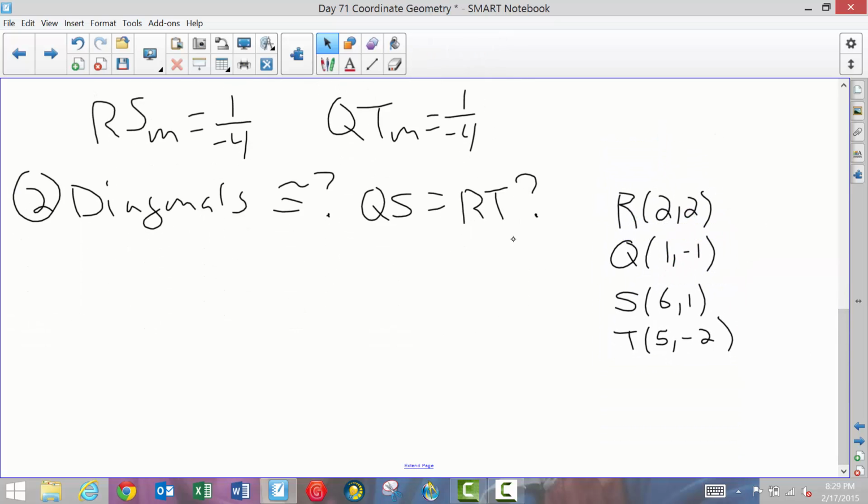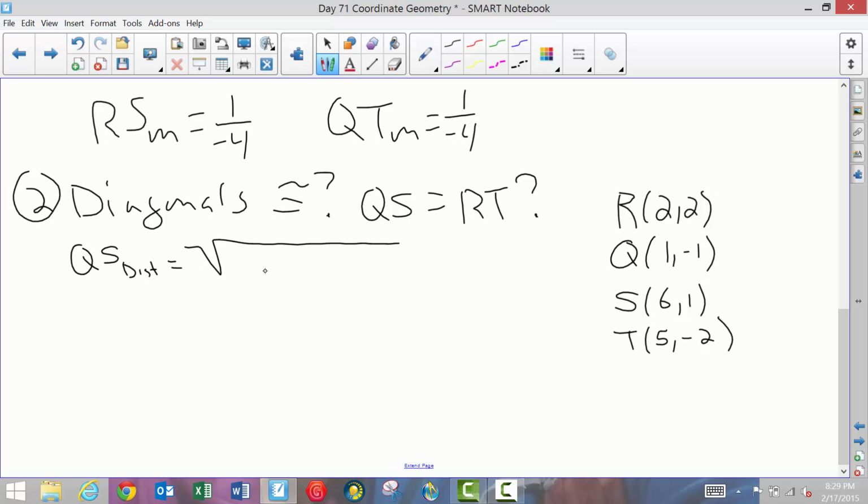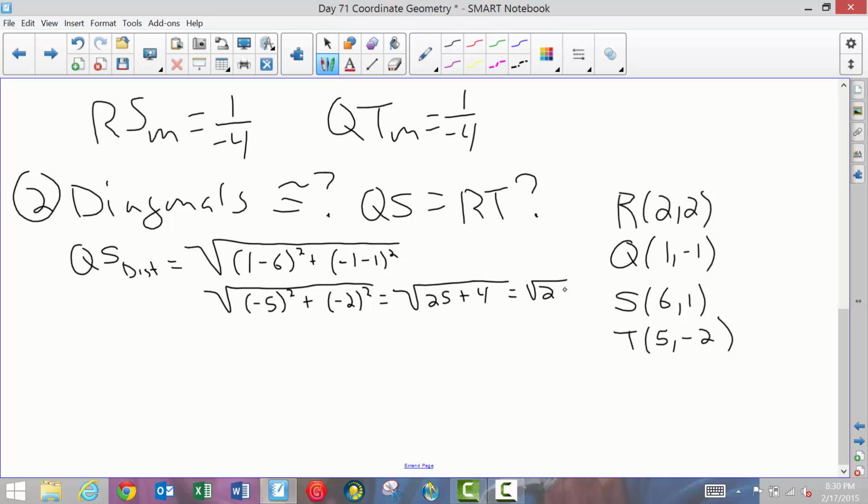Okay. So I want to know, are these diagonals congruent? So let's use your distance formula. So I have QS distance. I have 1 minus 6 squared plus 1 minus 1 squared. 1 minus 6 is negative 5 squared plus negative 2 squared, which equals negative 5 squared is 25 plus 4, which is square root of 29.